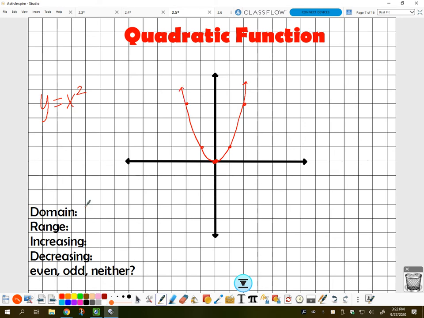Okay, so domain, it goes on forever left to right, so negative infinity to infinity. Range, it starts at 0 and goes up forever, so 0 to infinity. The bracket is because there's a point there. Increasing from 0 to infinity. Remember that 0 is an x. And it's decreasing from negative infinity to 0. And it is going to have y-axis symmetry. Everybody on this side has a friend on this side, which makes it an even function.